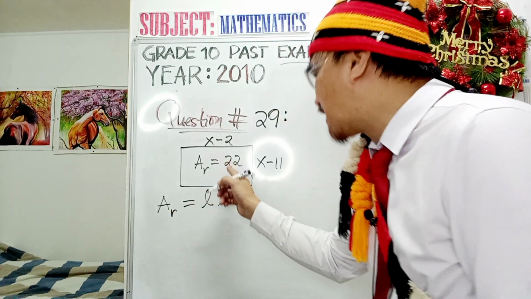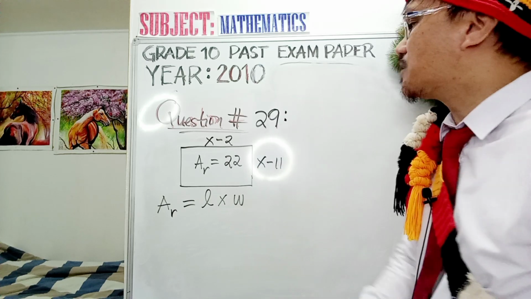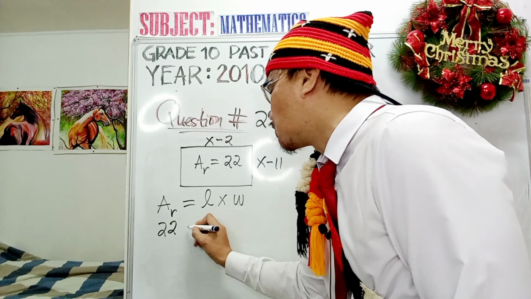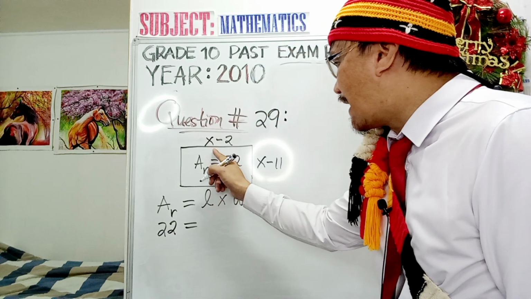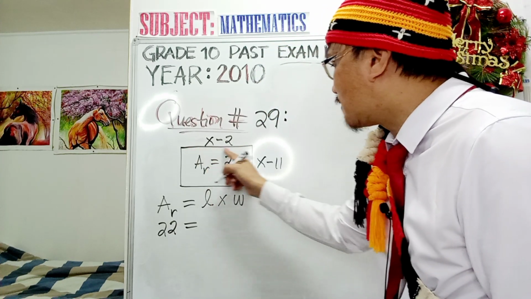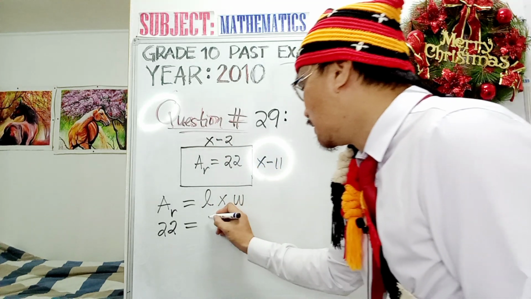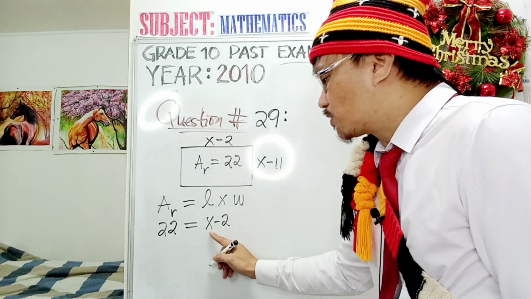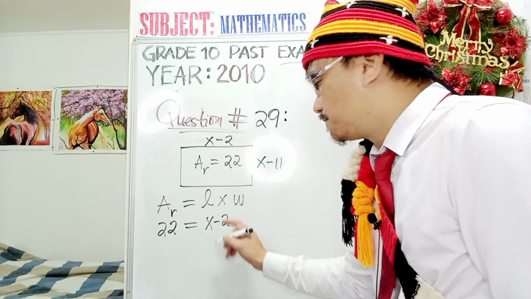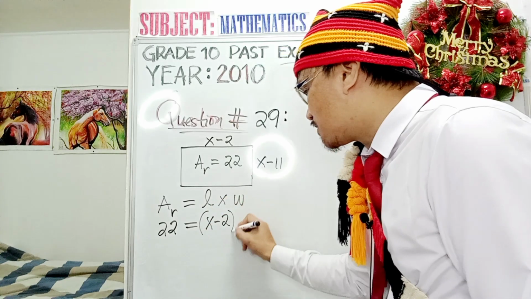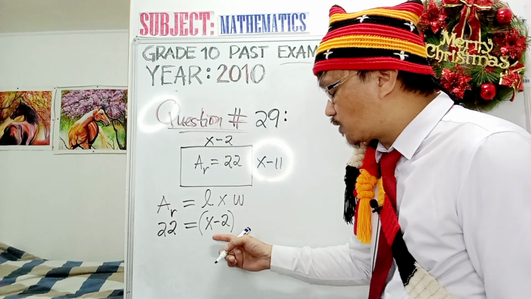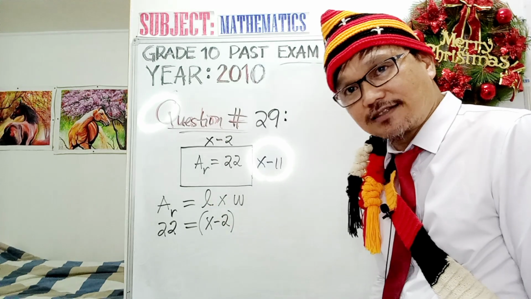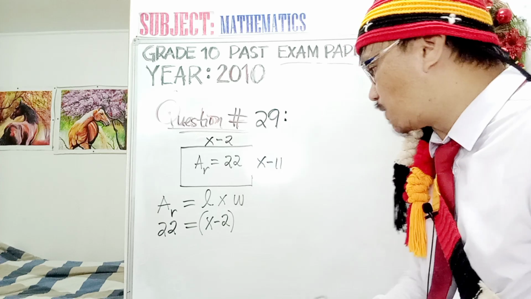If the area given in this problem, question number 29, is 22, then you substitute the area as 22 equals the length, the expression of the length of the rectangle is x minus 2. Now take note, when it comes to two terms or a binomial expression, always use brackets so that it will signify that this expression is for the length. Okay, I hope that you are following this one.